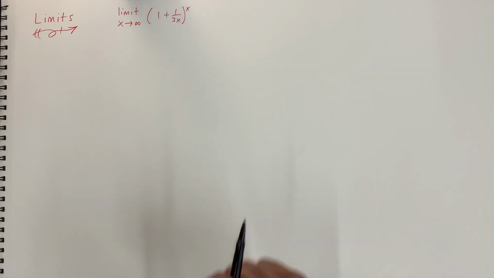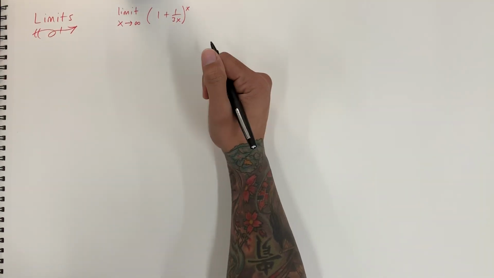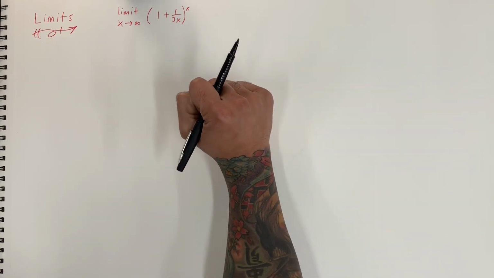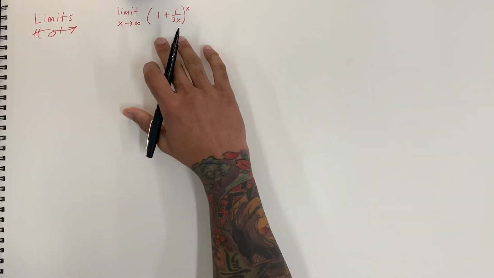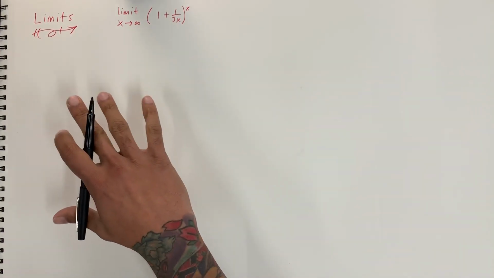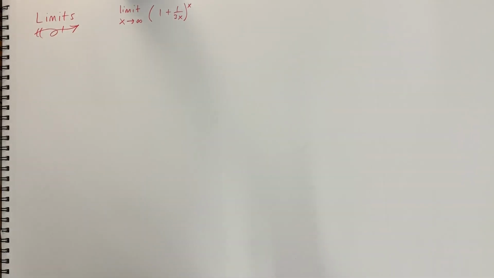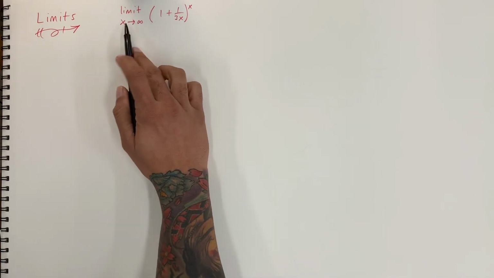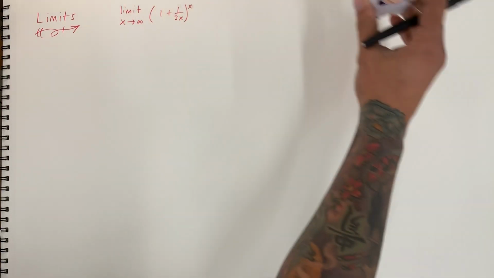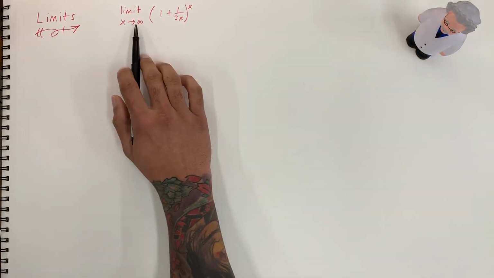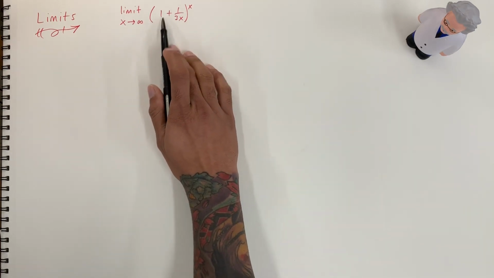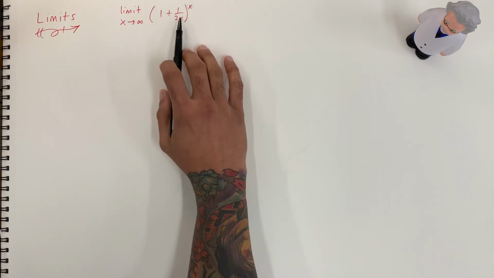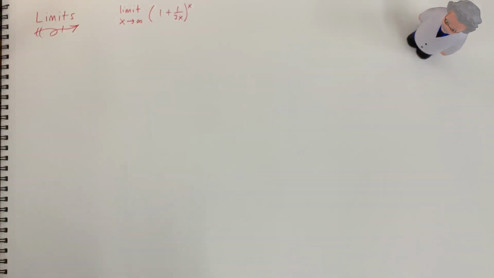In this video I want to show some limits from calculus that I had a little bit of trouble with, so I'm just going to write them simplified out and write some steps that confused me when I took calculus. So we have this limit where x goes to infinity of the function 1 plus 1 over 3x, all raised to the x.